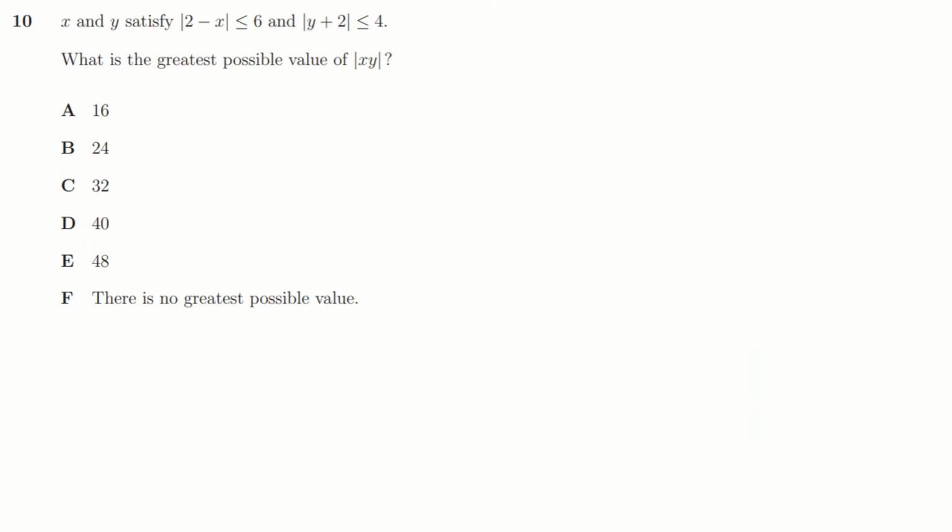Okay, so the first time I've seen moduluses in TMUA, so that's kind of interesting. Greatest possible value of this. Now, I notice when I multiply these 2 numbers together and take the mod, taking the mod just makes it positive. So it doesn't matter whether x and y are negative. All I want to make this as big as possible is I want the moduluses of x and y, I guess, to be as big as possible.